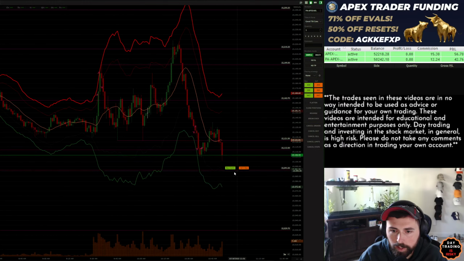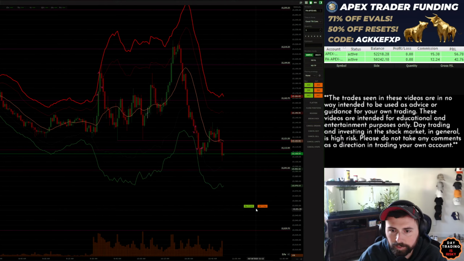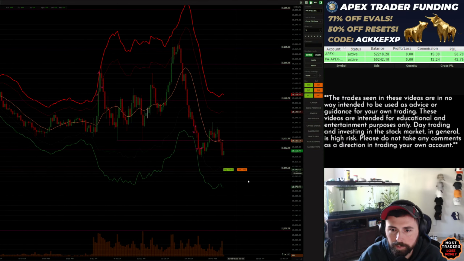I don't like that this line is right at that first band. I don't like the distance between these two either. And it's like that's what I'm looking for right there. I just need more of an extension.